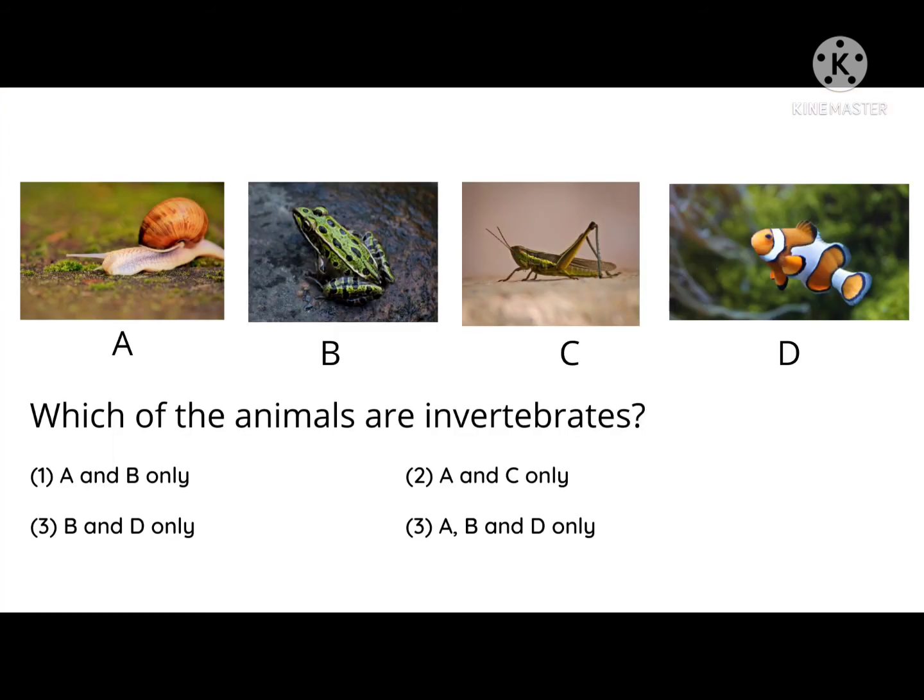Okay, answer the question. Which of the animals are invertebrates? 1 or 2 or 3 or 4? Yeah, the last is 4. 1. A and B only, 2. A and C only, 3. B and D only, and 4. A, B, and D only.